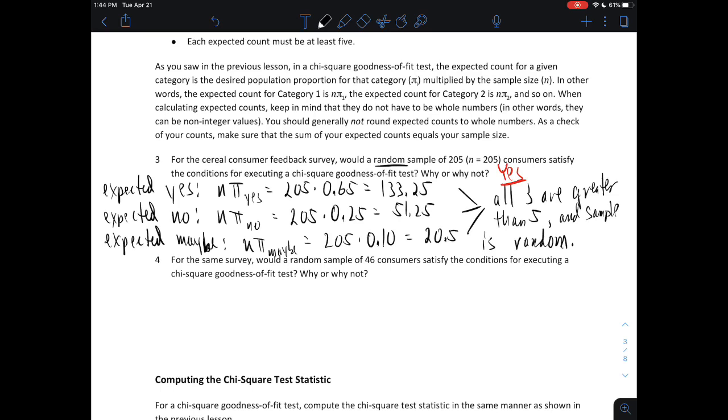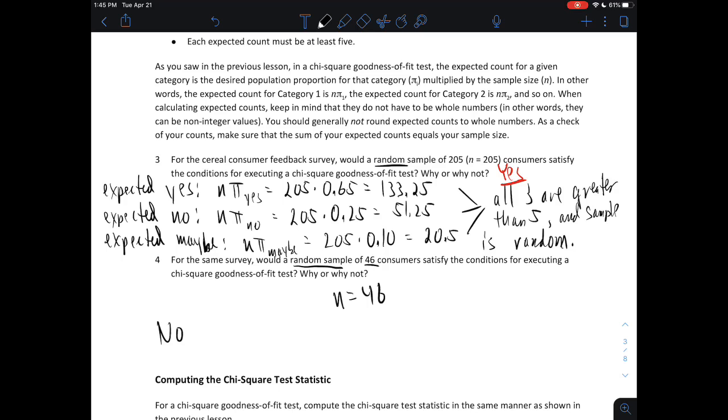It's the same idea. Number 4, for the same survey, would a random sample of 46 consumers satisfy the conditions for executing a chi-square goodness of fit test? Why or why not? So they've made the sample smaller. It's still random, so we've got that condition. But n here is 46. So again, you would look at, well, what is 65% of 46? What is 25% of 46? And then what is 10% of 46? And if you find out what 10% of 46 is, that would be 4.6.